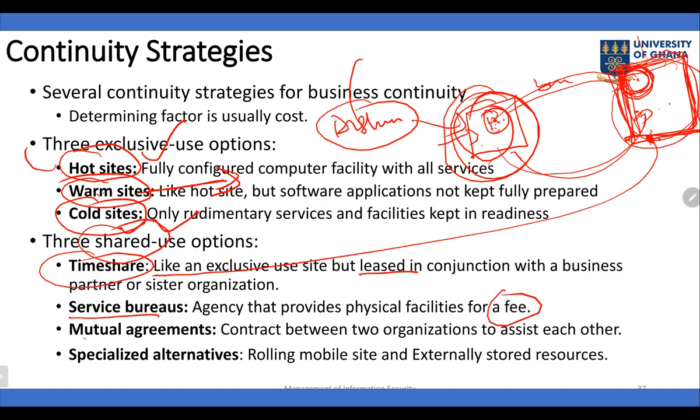Then we have mutual agreement. You can have two different organizations, maybe EcoBank and Standard Chartered Bank. They have an agreement on one particular space so that in case there's a disaster at one company, they use the space. If the other has a disaster, they use the space. In other words, Standard can have excess space, and if EcoBank is having a problem, they assist EcoBank to run. And then we have a specialized alternative, the rolling mobile. When there's a disaster and you don't have a physical infrastructure, you can have a mobile space like a car or something and run your services there.